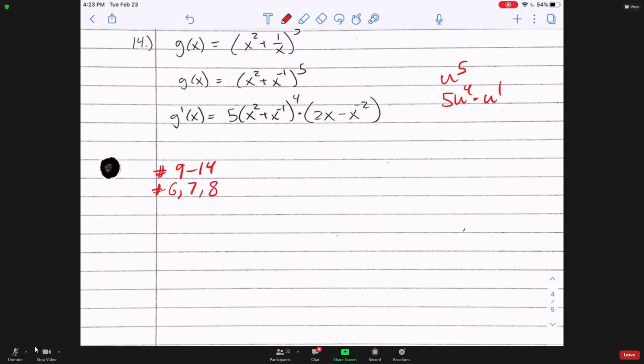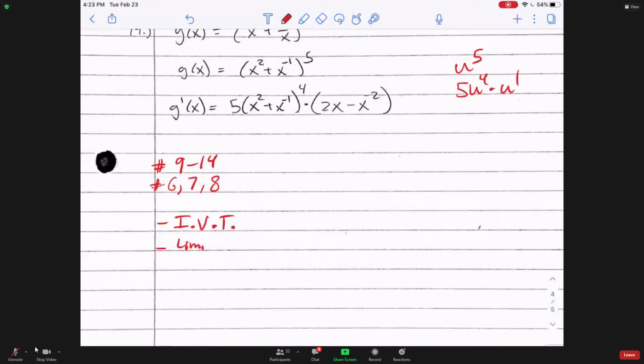Focus on those, okay? Now, here's another thing. You should focus on, go back, and if you haven't already done so, learn the intermediate value theorem. We'll talk about that in a minute. Let's see, what else? Be able to find the limit a couple different ways, algebraically, like number 6, but also graphically as well.